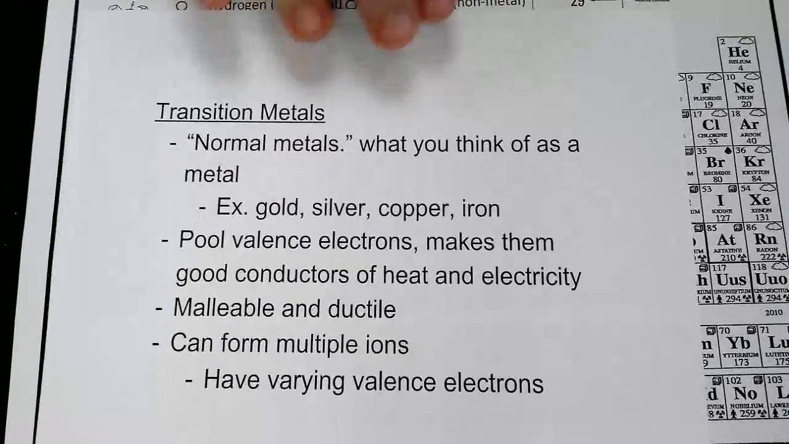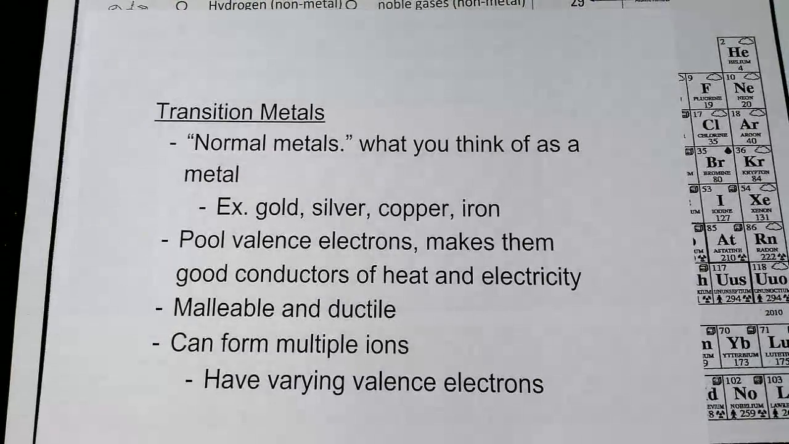Your transition metals, they're the normal metals. They're what you think of as a metal. Things like gold and silver and copper and iron. They pool their valence electrons, which makes them really good conductors of heat and electricity. It's also why when we get to bonding in our next unit, you'll see these guys can pick and choose how many electrons they want to donate.